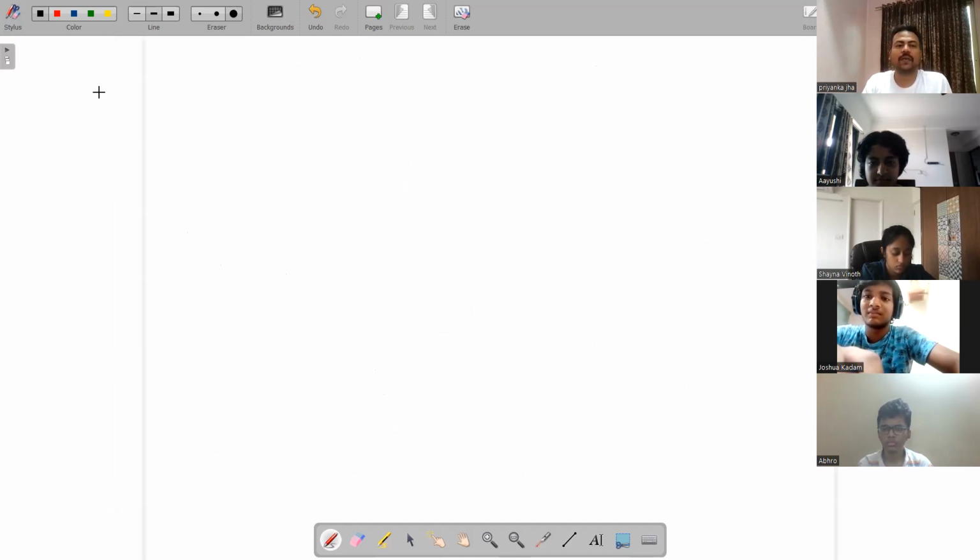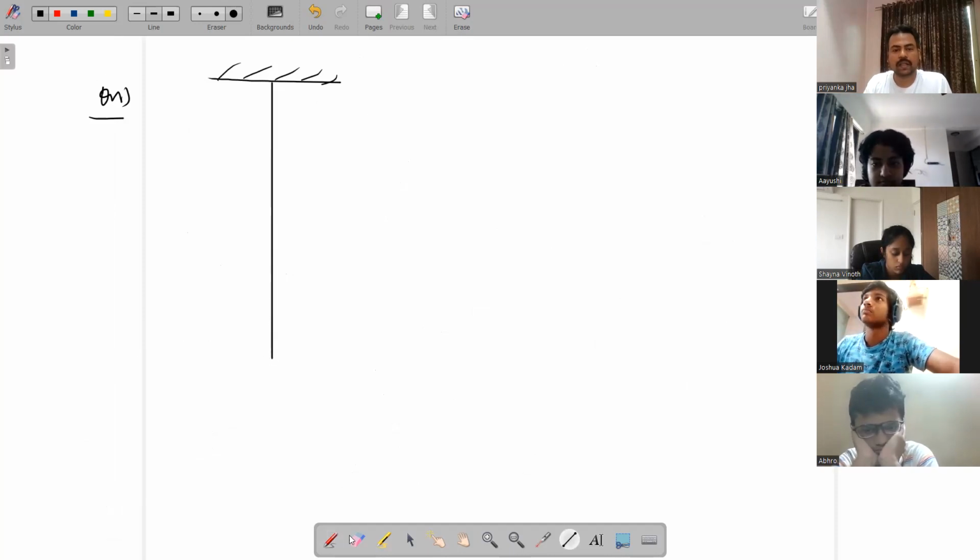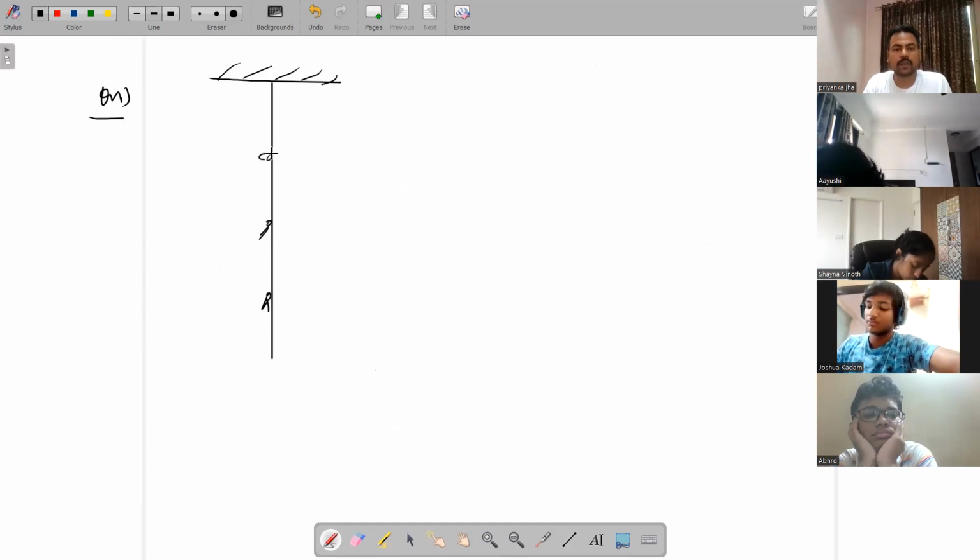Okay. See, I'll take one question. This is ceiling. This is the rope. And suppose there are a few monkeys trying to climb, or holding it. Monkey number 1, monkey number 2, monkey number 3.